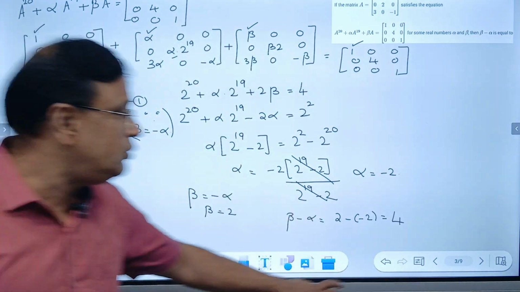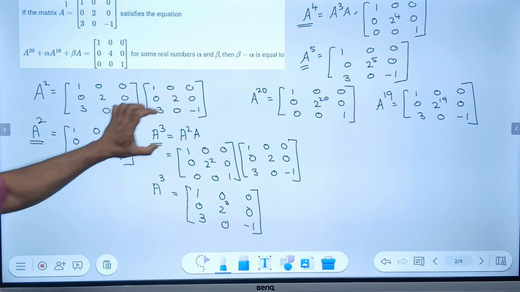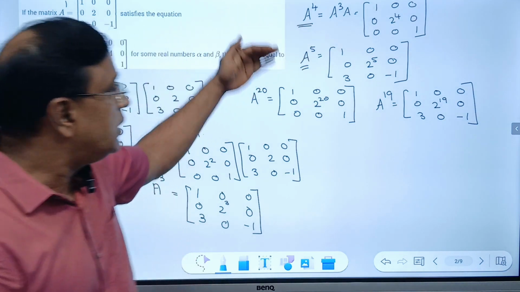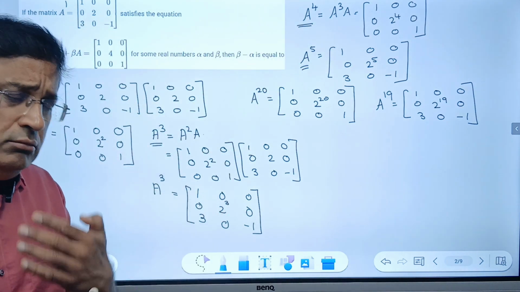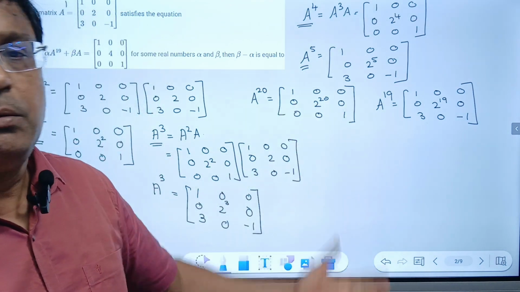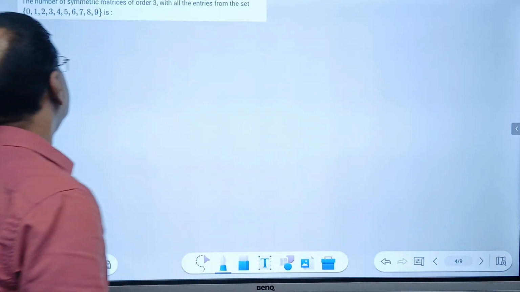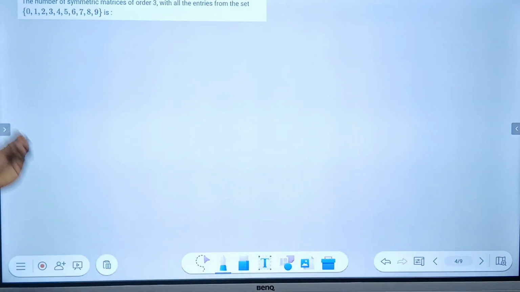Isn't it lovely? All that you need to do is understand the pattern, how A square looks like, how A power 4 looks like. Look at the pattern and generalize it to A power 20 and A power 19, and then the problem is very, very simple. I hope you understand this. Okay, let's go to the next question. This is a very, very simple question.